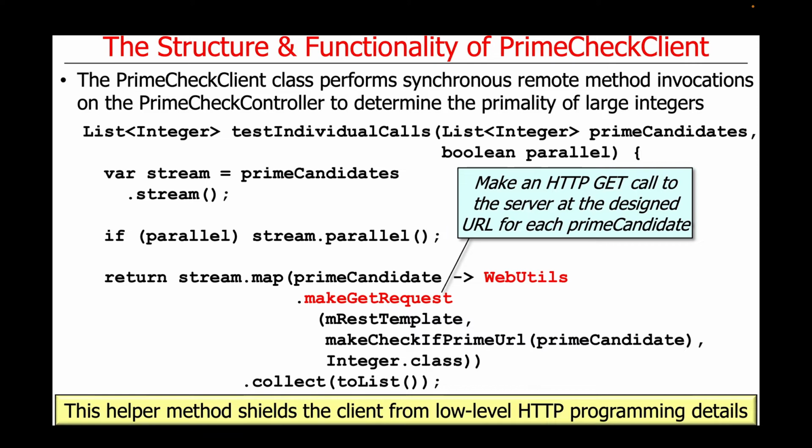The invocation that's actually called to send the request from the client to the server is done with another helper method. This is called MakeGetRequest, and it's part of my WebUtils utility class. This particular method makes the HTTP GET call to the server using the URL that was created by MakeCheckIfPrimeURL. The basic idea behind this is to shield the client code that we're looking at here from the lower level HTTP programming details. We will look at the implementation of MakeGetRequest when we do the code walkthrough in the next part of the lesson.